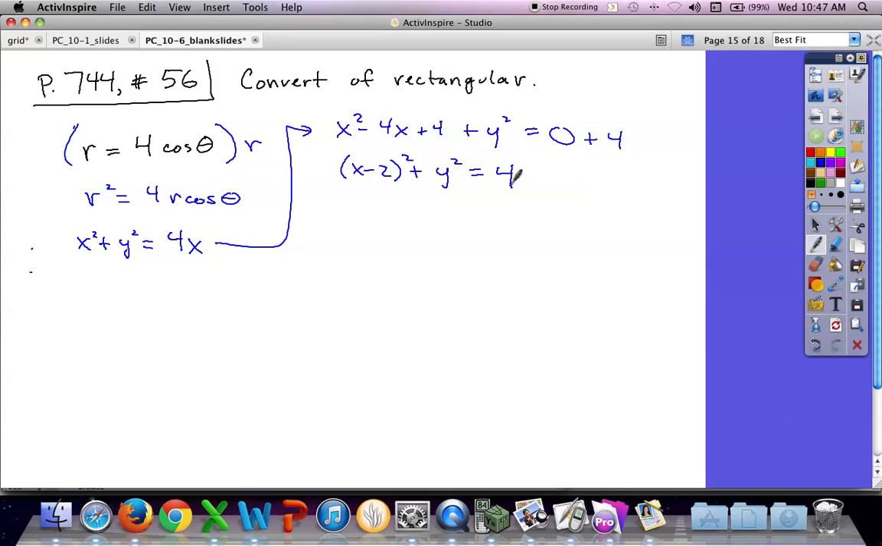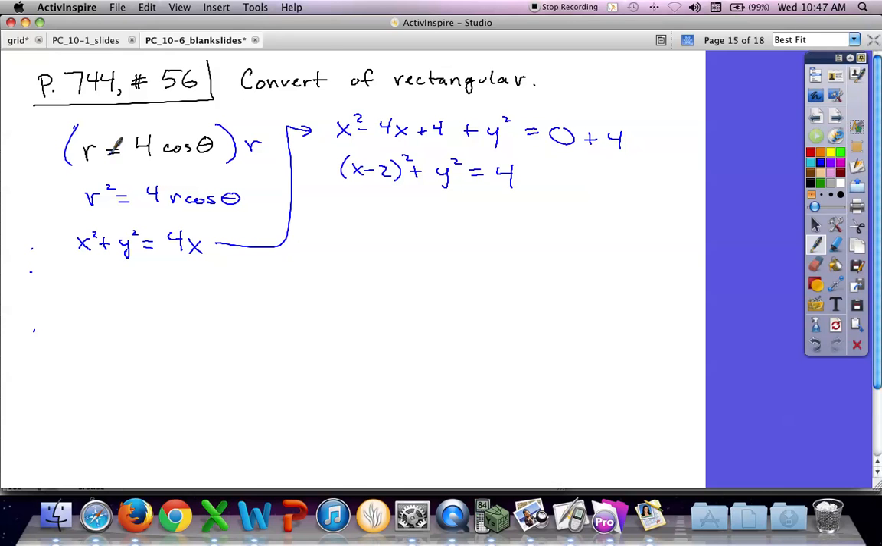So what shape is that? What is the shape? Classify, based on the A and the C. What are the A and the C? They're both 1. What kind of shape is it when A equals C? It's a circle, right? This is a circle. The center is at (2, 0). The radius is 2. This is r squared. The center is (2, 0), the radius is 2. So that's what that is. That's a circle.